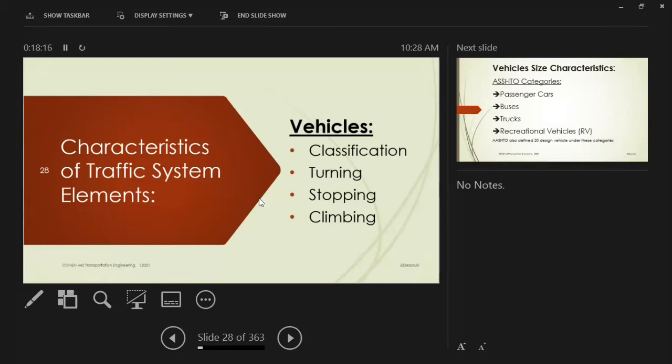Okay. No question, doctor. Now we move on to vehicles. That's the second element of the traffic system. First of all, we have to understand the classification of vehicles, and we will discuss the turning characteristics, stopping and climbing characteristics.